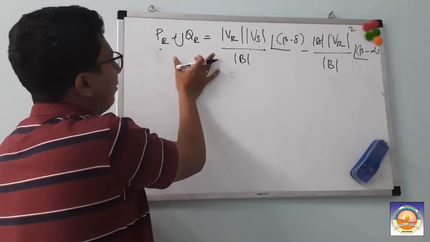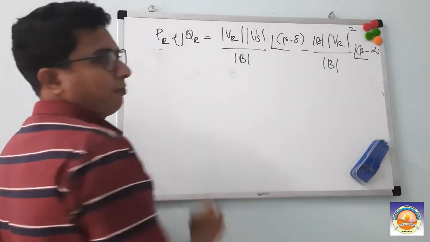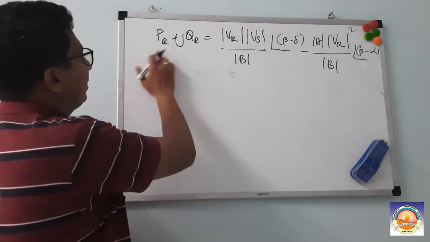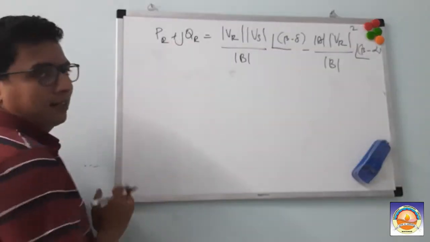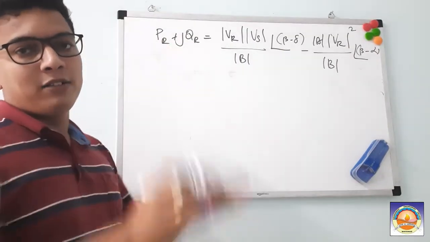PR plus jQR, which is what? The receiving end power plus some phasor equal to another phasor. So it is expressed as a phasor sum, PR plus jQR, right? So active power and reactive power, and you have a phase. You are drawing a phasor in what? In the power domain. Okay.